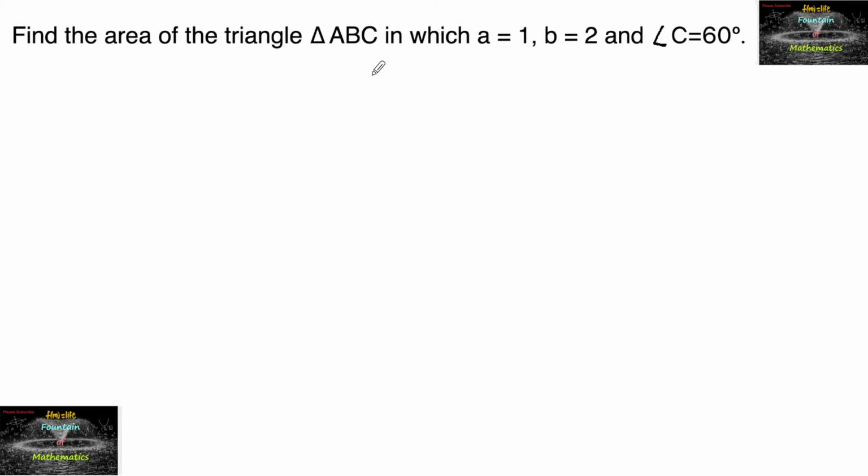Find the area of the triangle ABC in which a is equal to 1 unit, b is equal to 2 units and angle C is equal to 60 degrees. So let us assume it's a triangle ABC such that angle C is given 60 degrees and the measurements a is equal to 1, which is opposite to vertex A. So we'll consider a is equal to 1 unit, and opposite to vertex B we'll consider b is equal to 2 units.